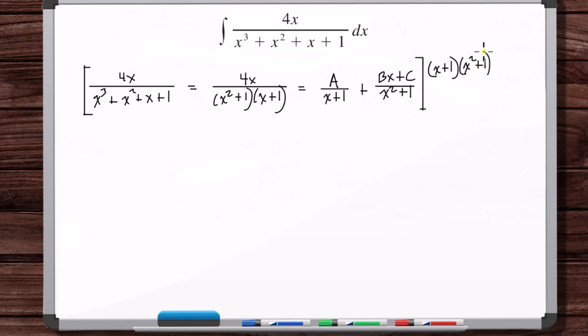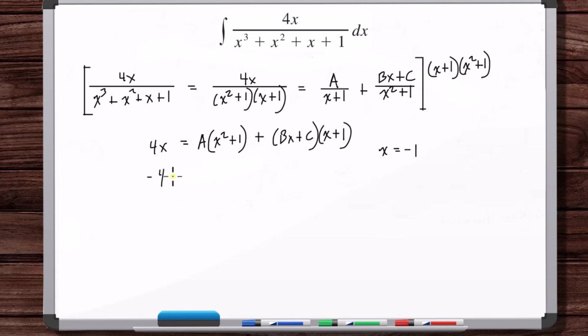Let's multiply by the least common denominator to clear the fractions. So, when x is equal to -1, you've got -4. This goes away, and you've got 2a. So a is equal to -2.